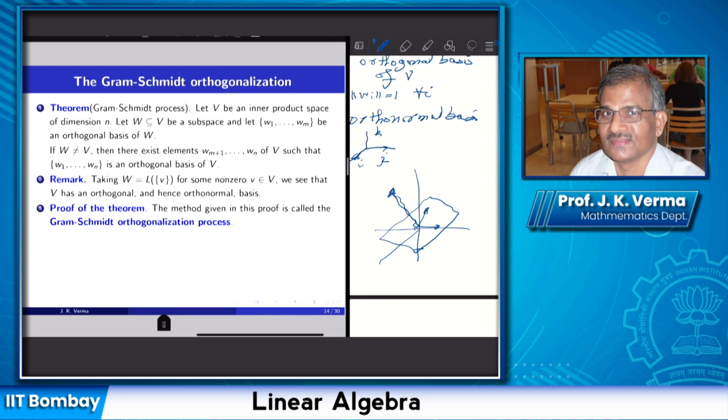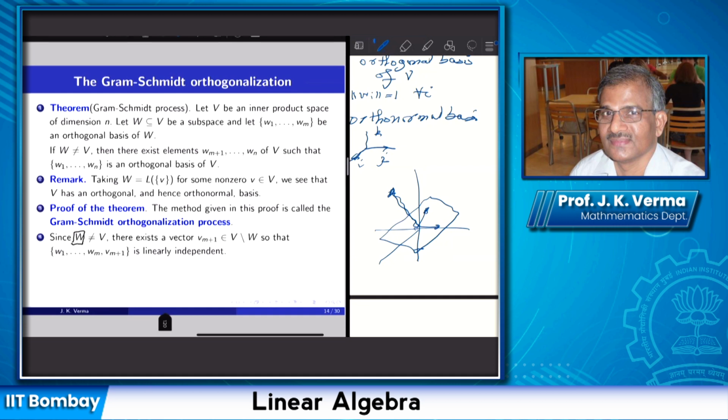This algorithm is called the Gram-Schmidt orthogonalization process. The input is a basis. The output is a basis again of the same vector space, and it will be a set of mutually perpendicular vectors which will form a basis. So let us begin. I am given a set of mutually perpendicular vectors which form a basis of W, and if W is not equal to V, then I want to enlarge these mutually perpendicular vectors inside W to a basis of V.